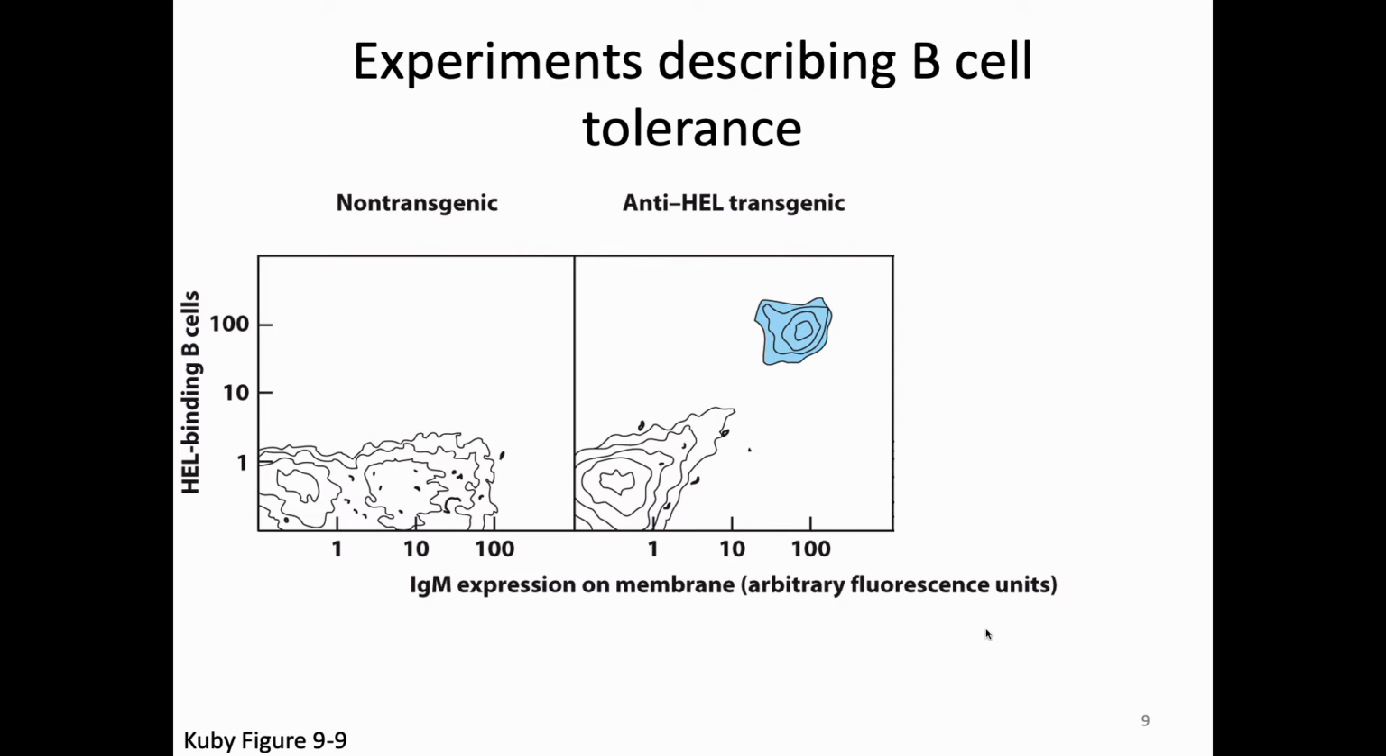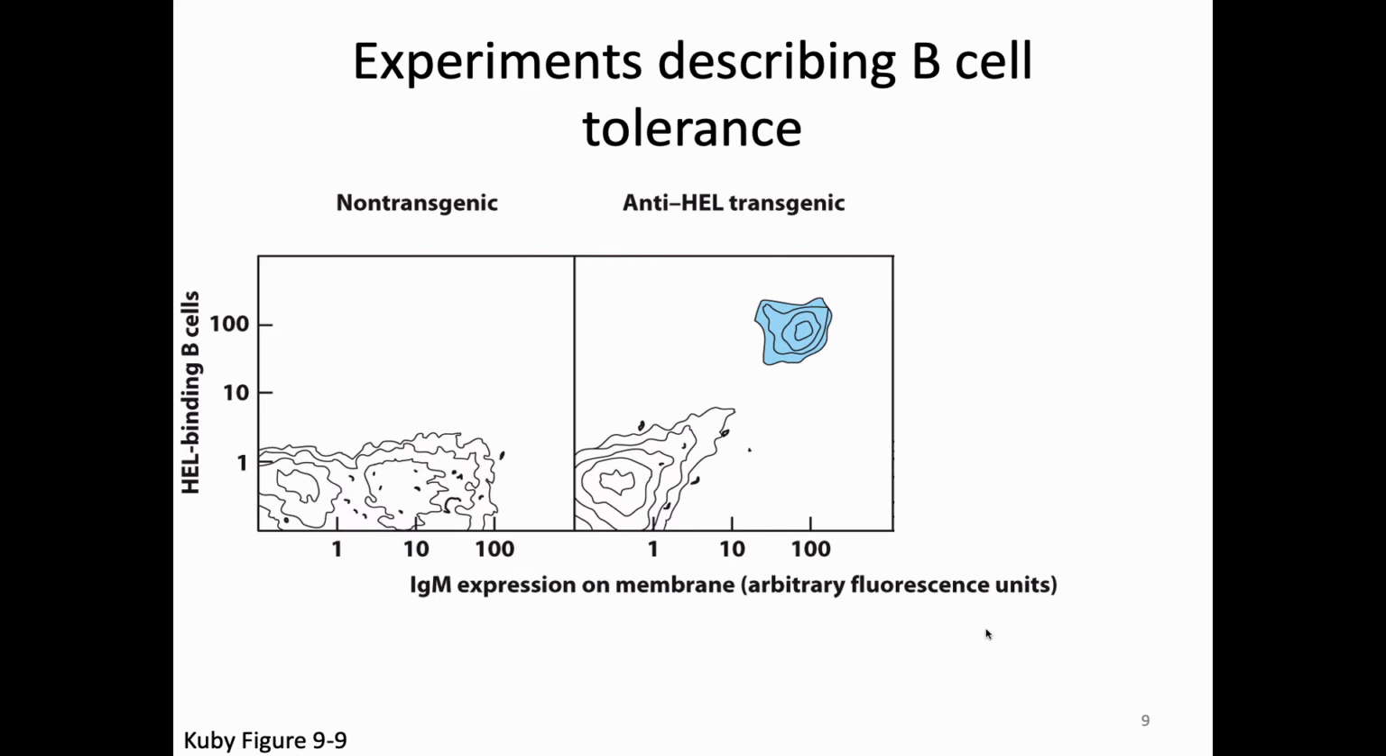If we look at the mouse that I just showed you, the anti-HEL transgenic, you can see that we have cells in our bottom left quadrant. Those are the not B cells. Those are all the other cells. No heavy chain. And we have a whole bunch of cells up here. We don't have any down here. 100% of the cells that are B cells, 100% of the cells that have a heavy chain are specific for this antigen. And so that's what you can see here. So that's what happens in that mouse. Okay?